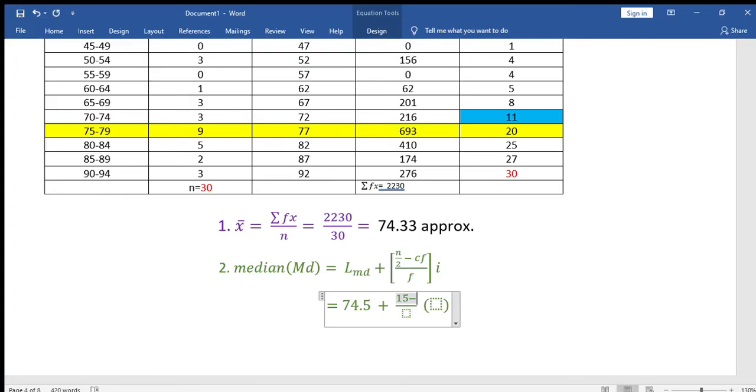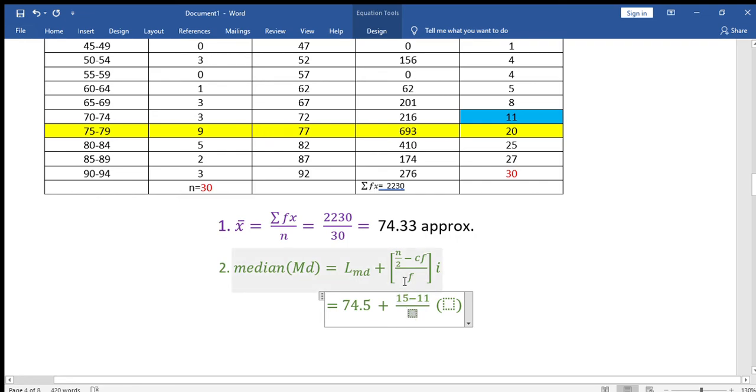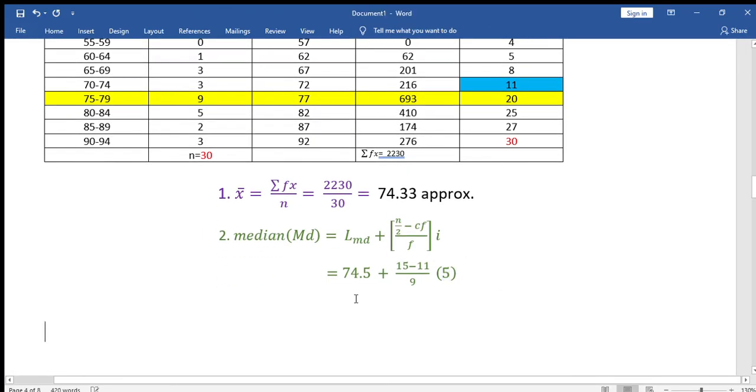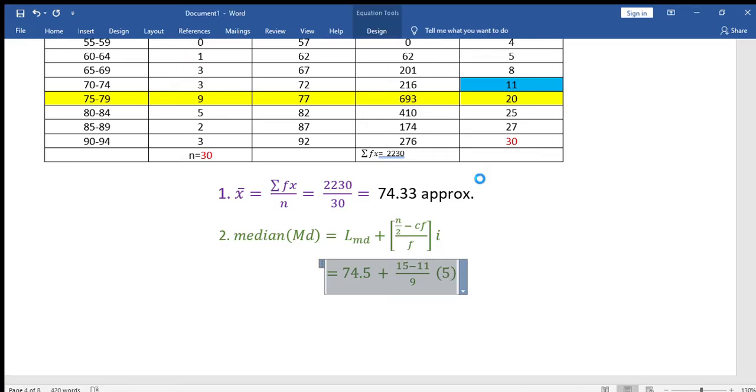So 15 minus 11 over, what is the value of the F? This is the frequency of your median class. What's the frequency of the median class? It's 9. So you put 9. Then what's the class width? The class width is obviously equal to 5. That's the class interval. Okay, then let us copy this. Then let us simplify.